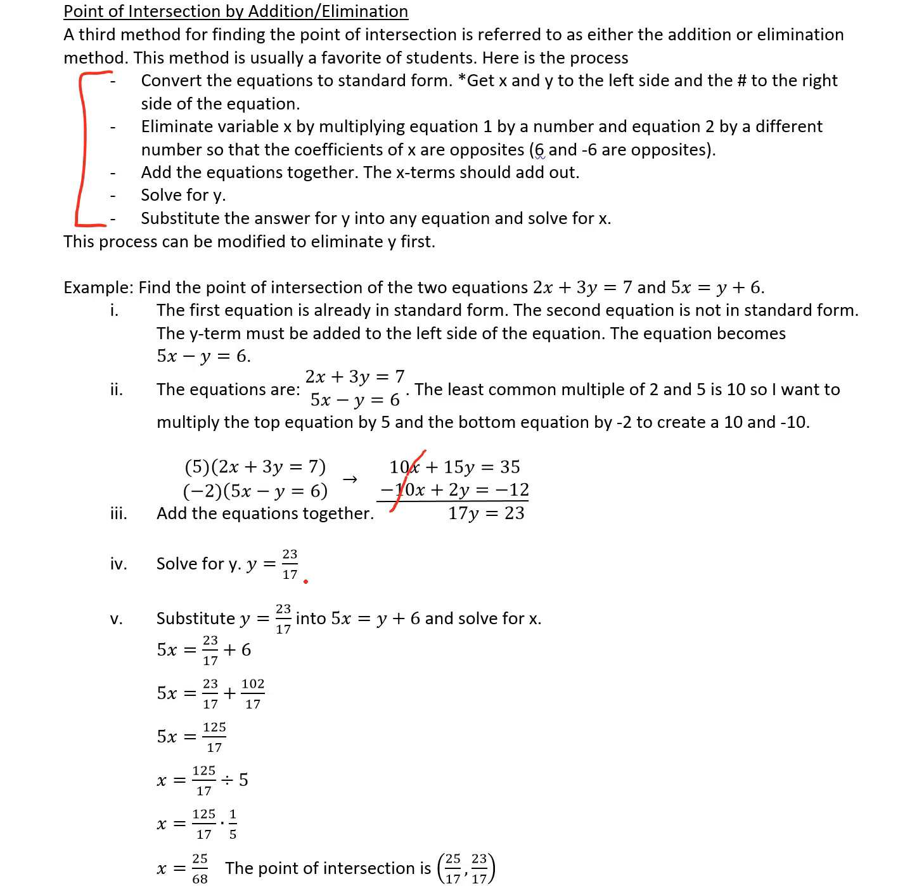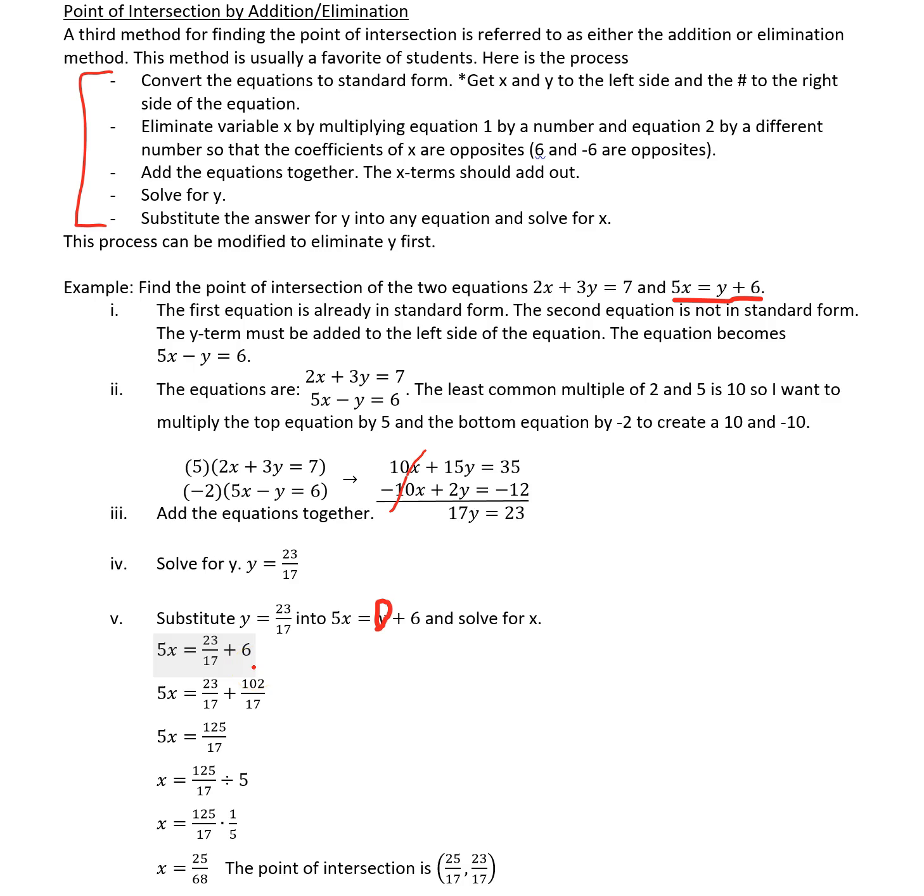Now that I know what y is, I need to find out what x is. So I can use any equation from up above to try to figure out what x is. I chose to use the second equation as I'm solving for x, and this equation says 5x equals. So it'll be easier to solve for x with this equation. What I do is I substitute the 23/17 in for y there. 5x will equal 23/17 plus 6.